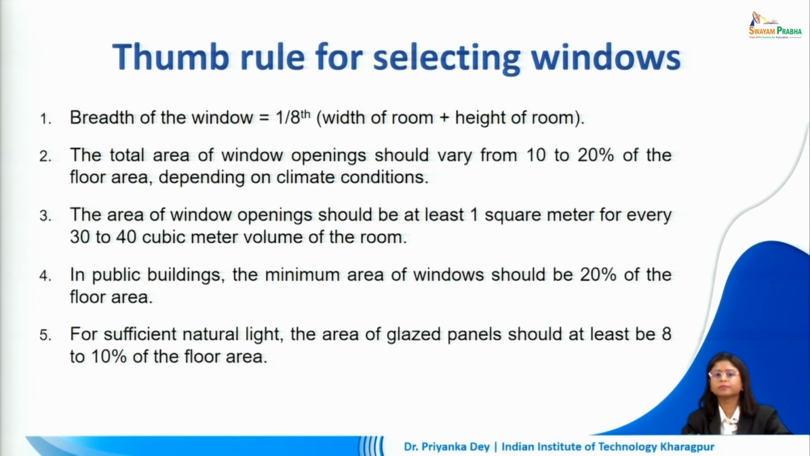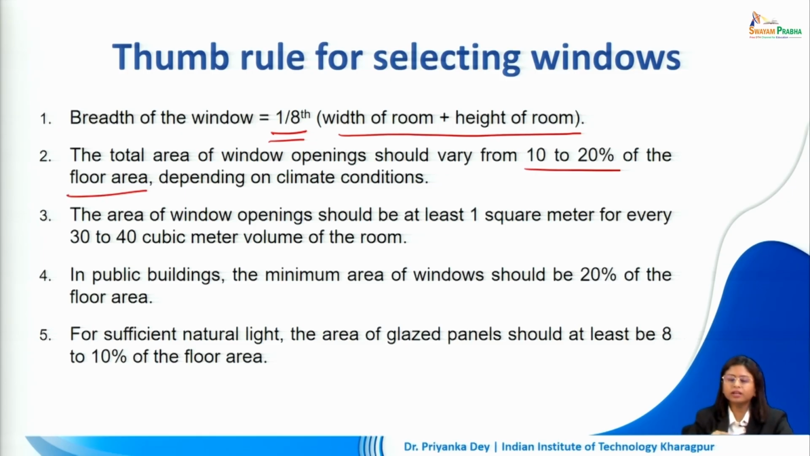Now, as a thumb rule, the breadth of the window should be 1/8 of the width of the room plus height of the room. Now, the total area of the window openings should vary from 10 to 20% of the total floor area, depending upon, of course, the climate conditions.